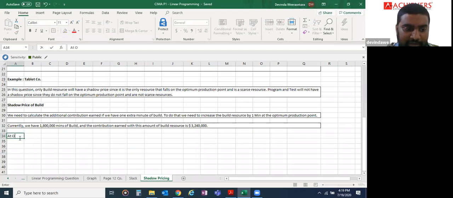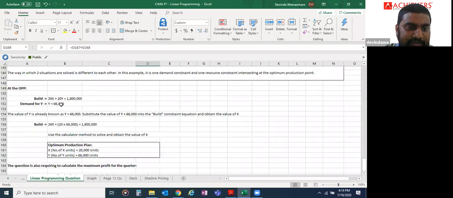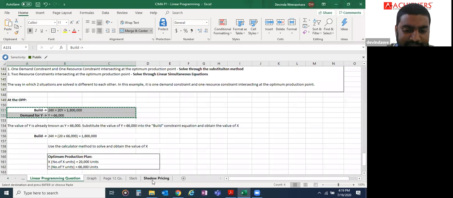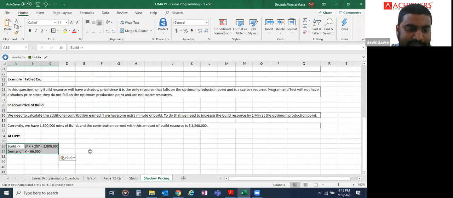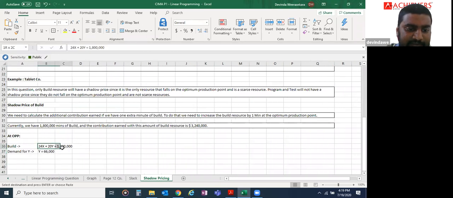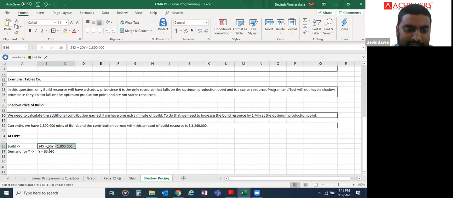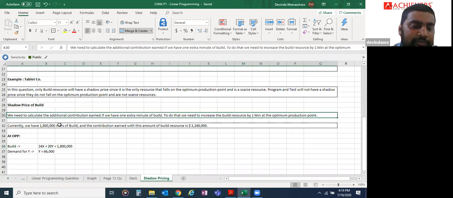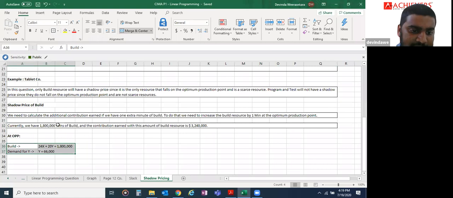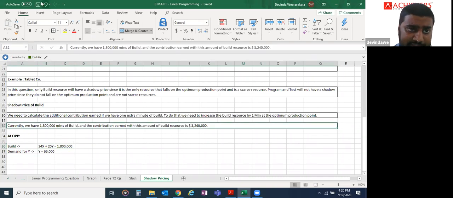Now, at the optimum production point, the two equations that we got were these two: 24x plus 20y equals 1.8 million, and y equals 66,000. So these were the two equations, right? We said with 1.8 million minutes and these two constraints, with the build resource at 1.8 million minutes, we got a total contribution of 3,240,000.